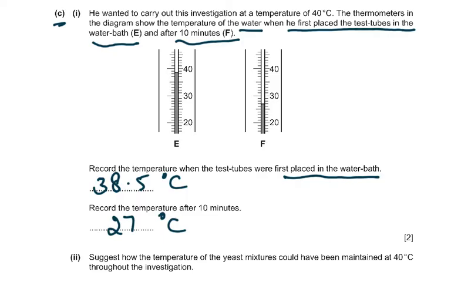You see, this is 20, so this is 25, and then 26, 27. This is 35, and then 36, 37, and between 30 and 40, so 31, 32. This is between 30, so 35, 36, 37, 38.5, and degrees Celsius for both the temperatures.